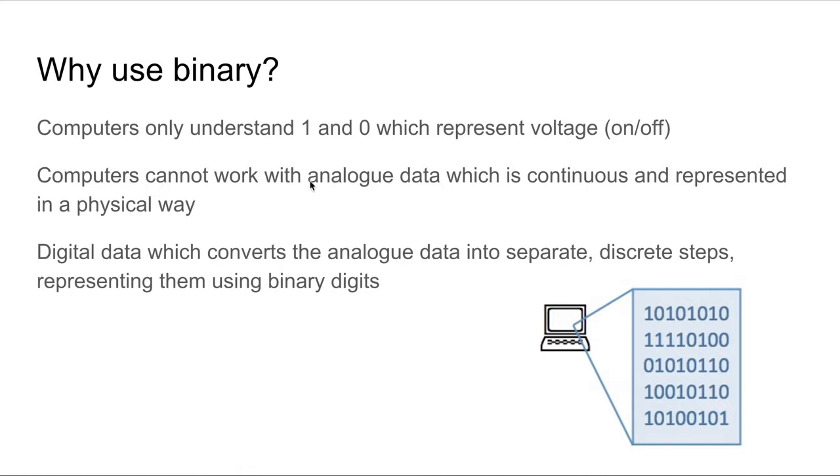Computers cannot work with analog data, and analog data is continuous data and is represented in a physical way, in a physical media. And so we need digital data, which converts the analog data into separate discrete steps, and these are represented using binary digits, as shown here.